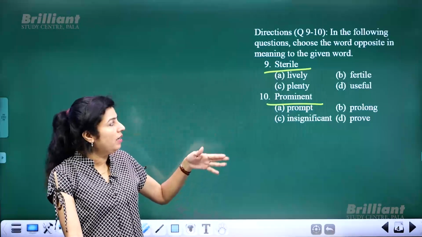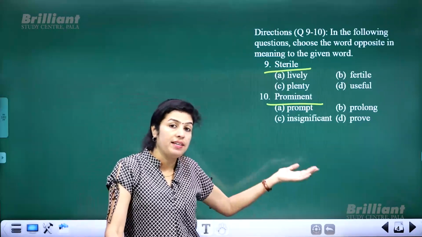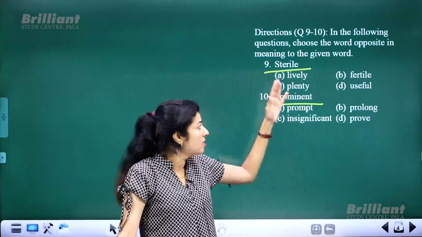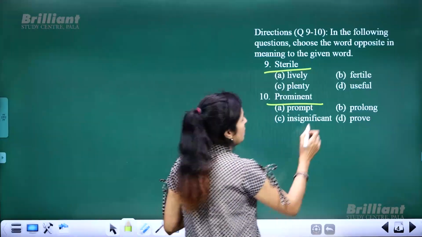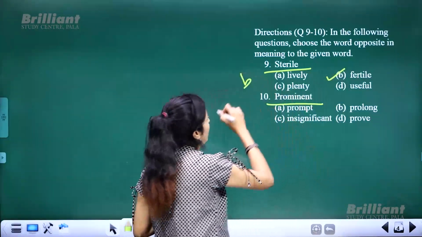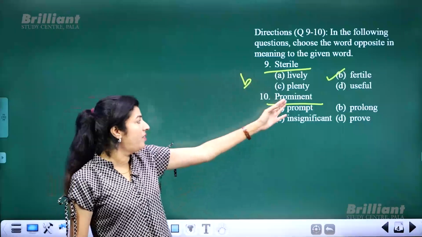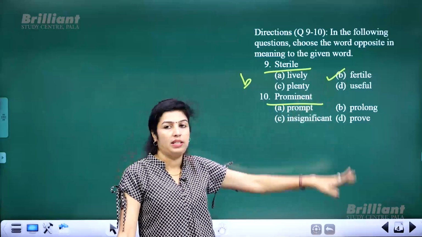So definitely the opposite of that, if it is sterility, the opposite will be fertility. So sterile, opposite will be fertile. So we need to find the opposite, right? So B option is the correct one. Sterile does not mean lively, plenty or useful, but fertile.